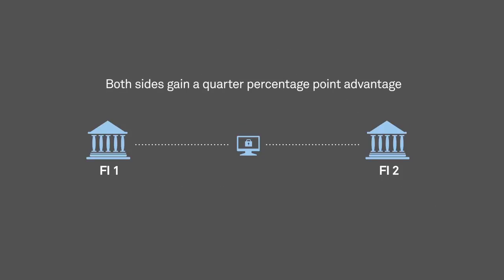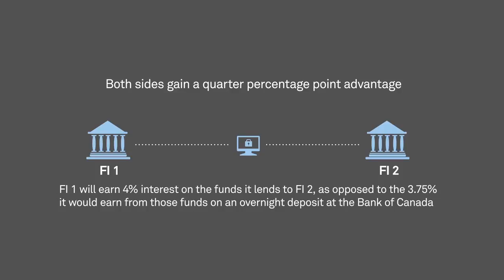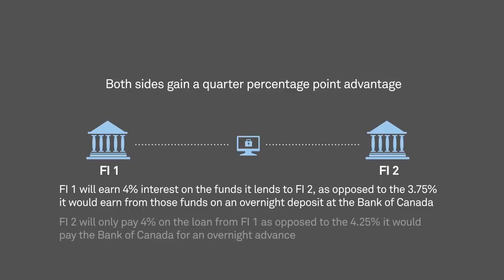FI number 1 will earn 4% interest on the funds it lends to FI number 2, as opposed to the 3.75% it would earn from those funds on an overnight deposit at the Bank of Canada. FI number 2 will only pay 4% on the loan from FI number 1, as opposed to the 4.25% it would pay the Bank of Canada for an overnight advance.